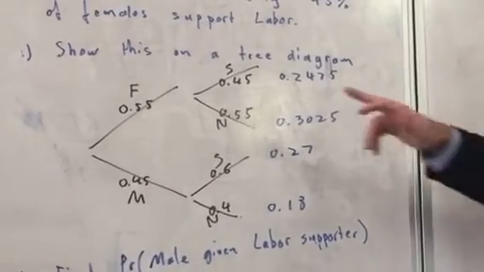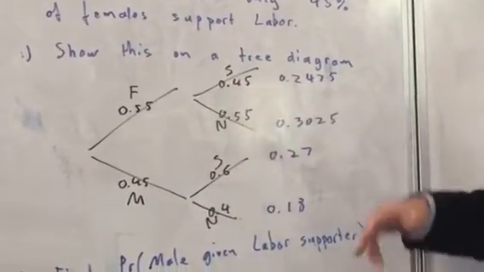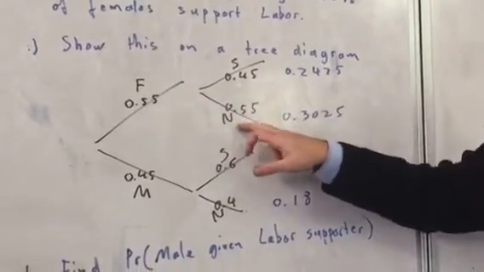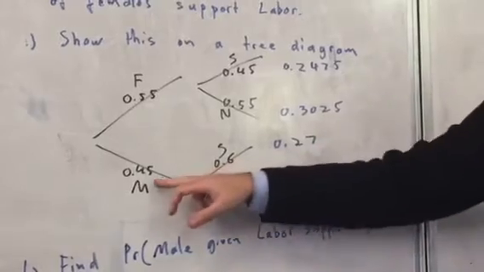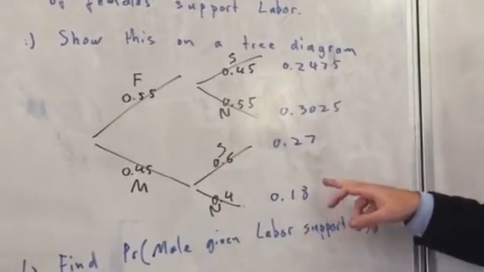So we could have a female that supports the Labor Party, and the probability of that occurring is this. A female that doesn't support the Labor Party, this is the probability. A male that supports the Labor Party is this probability. A male that doesn't support the Labor Party is this.